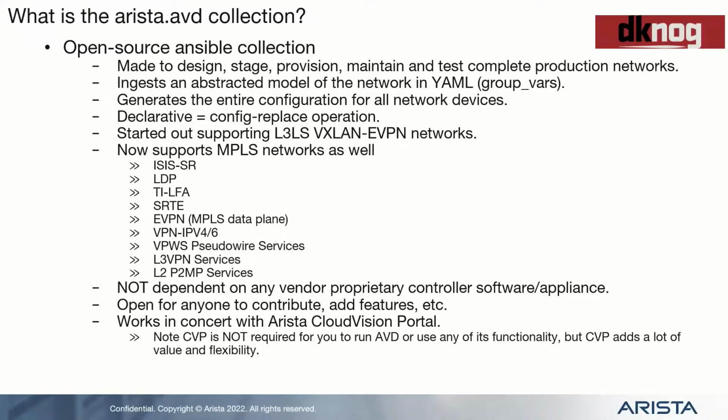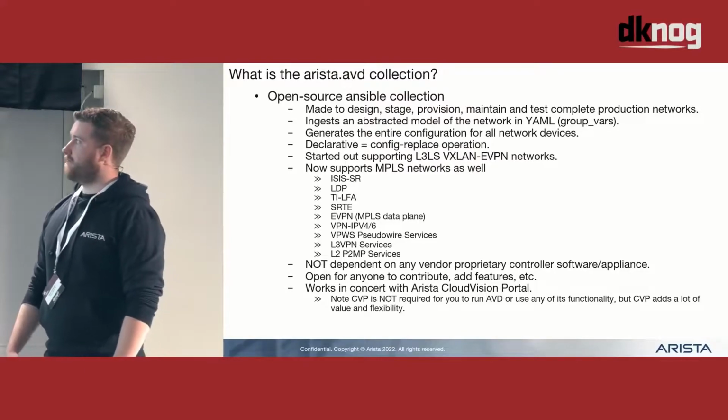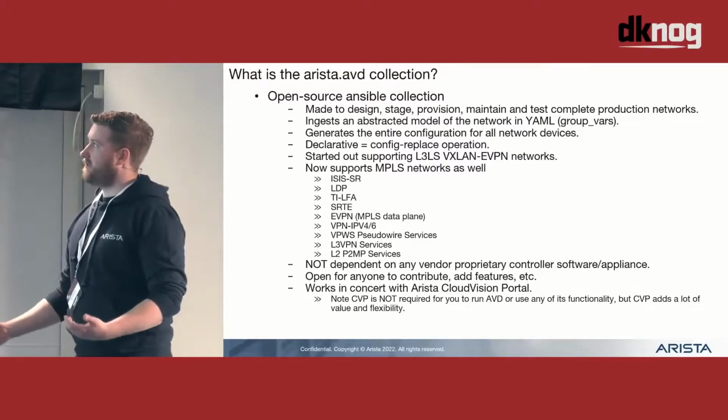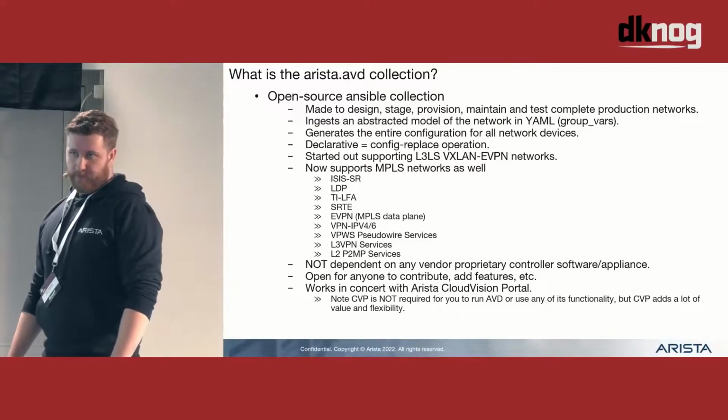It started out in life a few years ago, mainly supporting layer 3 leaf spine, VXLAN, EVPN networks, so your basic cookie cutter DC deployment. Since then, it's gotten very, very flexible, and pretty recently we added support for MPLS networks with segment routing and all that good stuff.